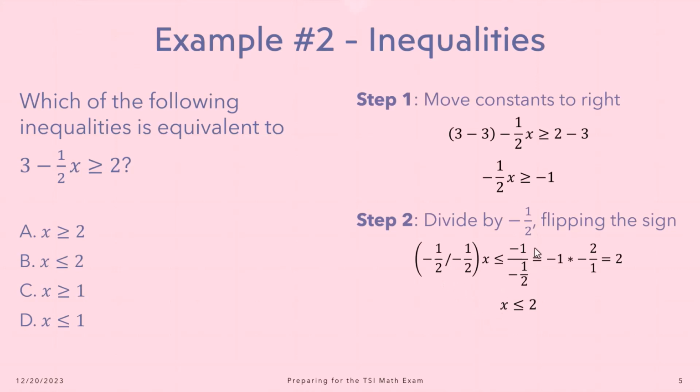And on the right side, we're dividing negative 1 by negative 1/2. Again, we're dividing a fraction by a fraction, so we take the fraction in the denominator, negative 1/2, and we flip it and multiply. So that gives us negative 1 times negative 2 over 1. Since we have two negatives, that equals a positive, and it gives us 2. So that leaves the inequality as x less than or equal to 2, which is answer B.